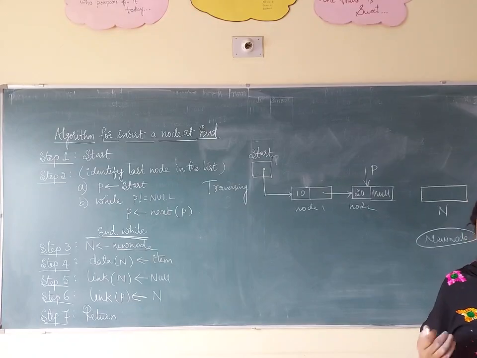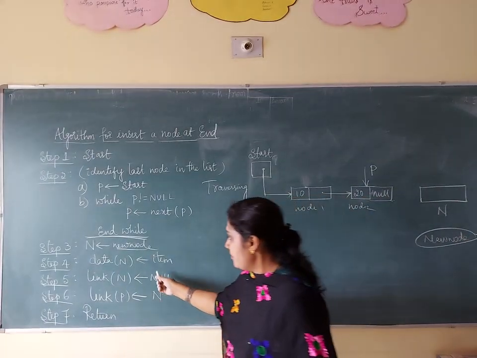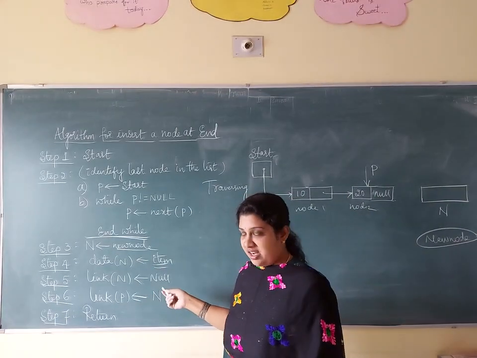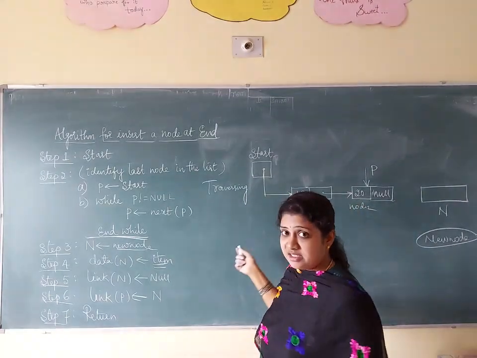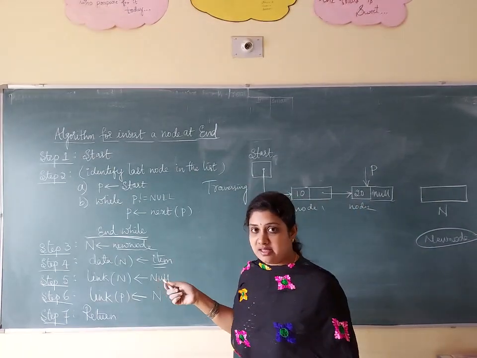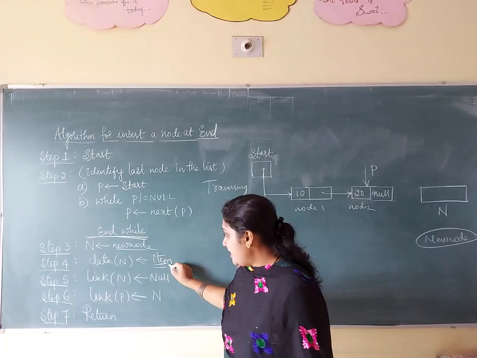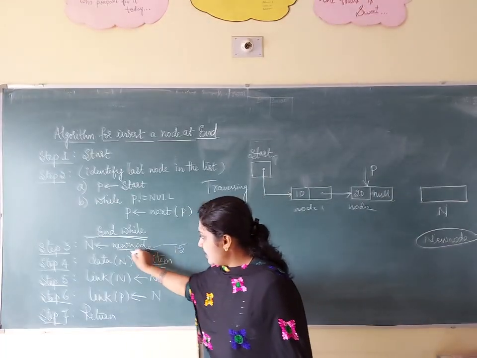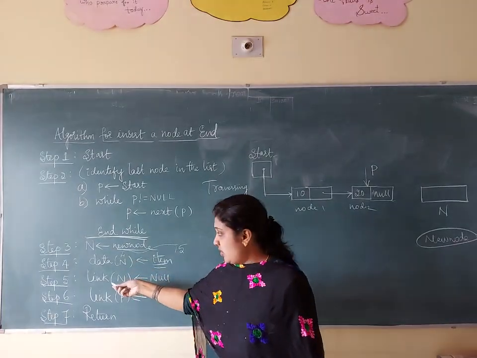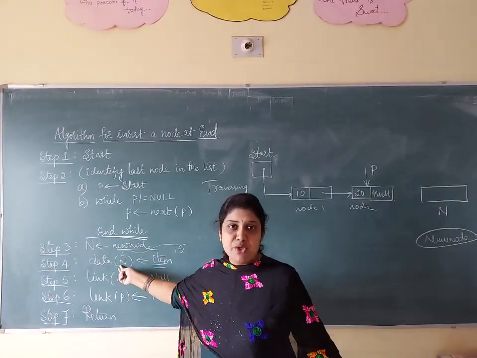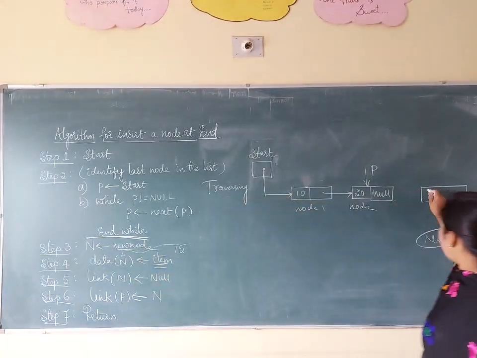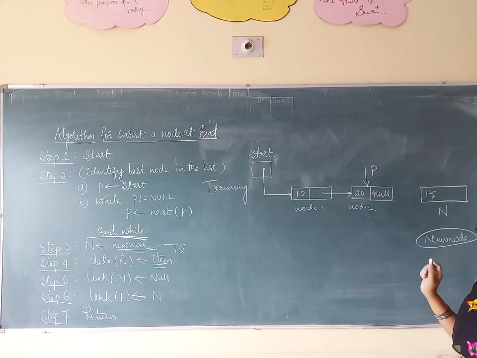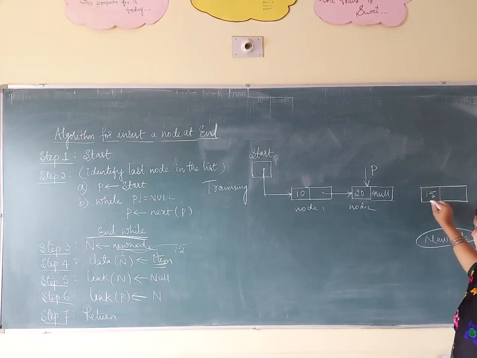Immediately you have to fill your data part. See here, item, anything you can take. See here 10, 20 is there. You can go with 40, 15, etc. Anything. So item I am going to take as 15. So this 15 will be assigned to data. Data of n means the new node. So now here I am filling this 15. Data part I have filled.